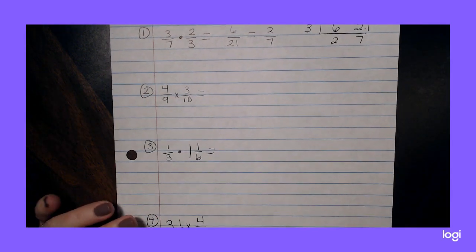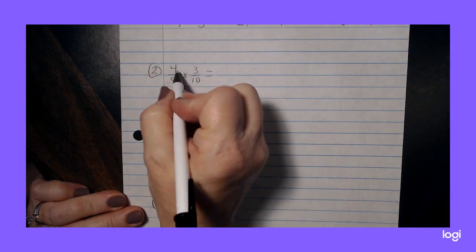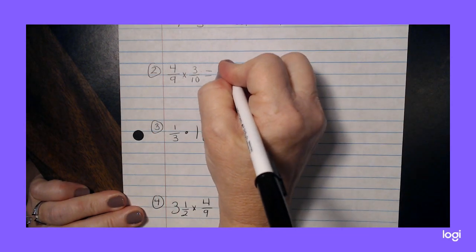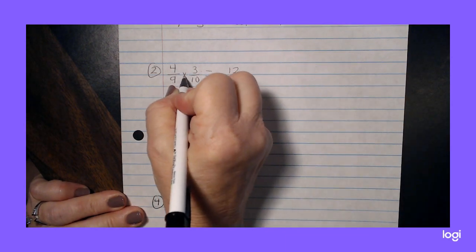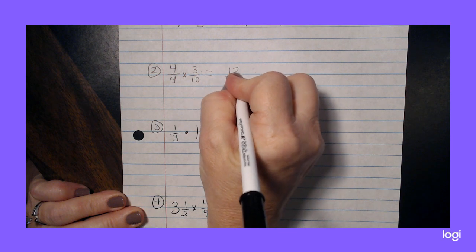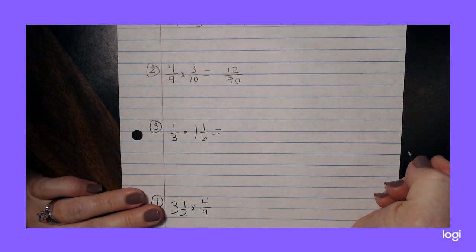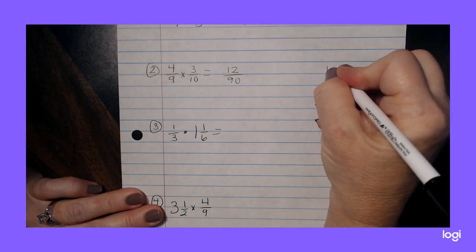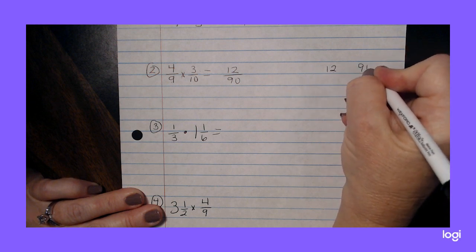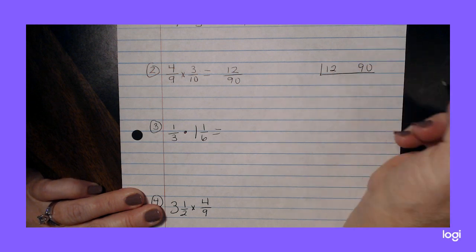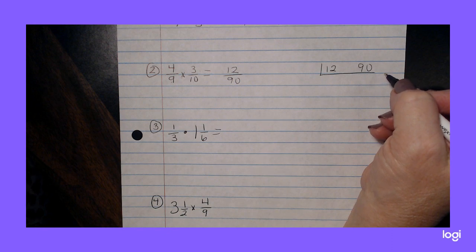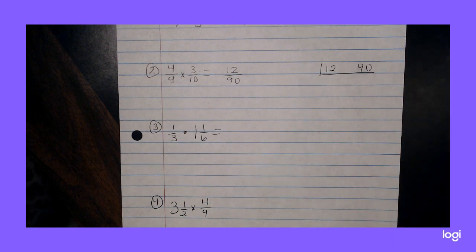All right, let's look at number 2. 4 times 3 is 12, and 9 times 10 is 90. Let's go over here and see if we can simplify that fraction. Good thing I have a factor sheet all the way up to 100. So you're going to kind of have to flip back and forth to find a factor that goes into both of them.